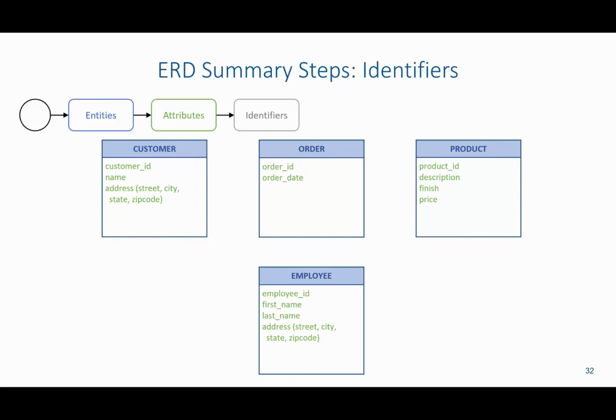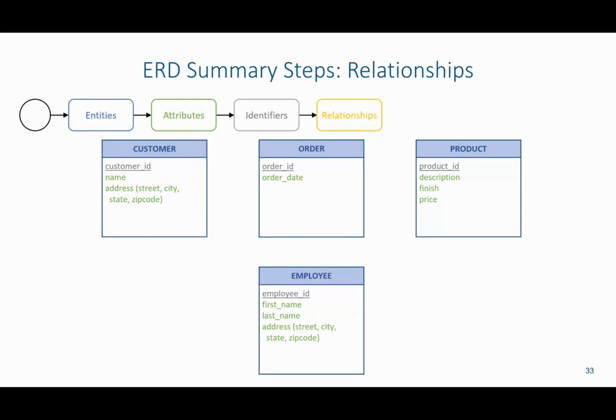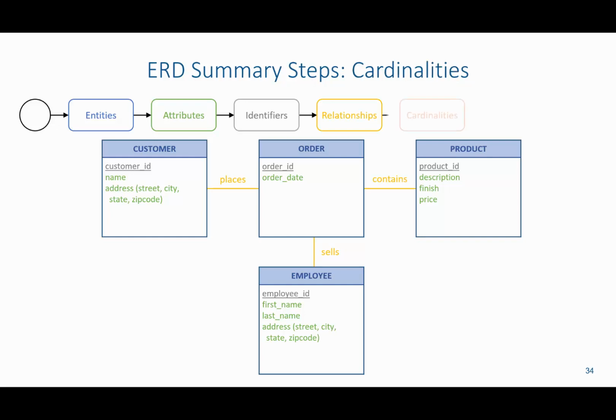Then we have identifiers, which are going to be the unique attributes for each one of these entities that are going to identify every single row in that entity. So customer ID and customer, order ID and order, product ID and product, and employee ID and employee. Next, we're going to specify the relationships. So a customer places an order, an order contains products, and an employee sells orders.